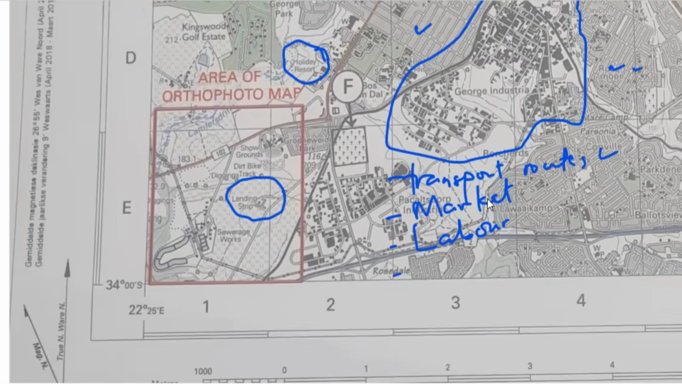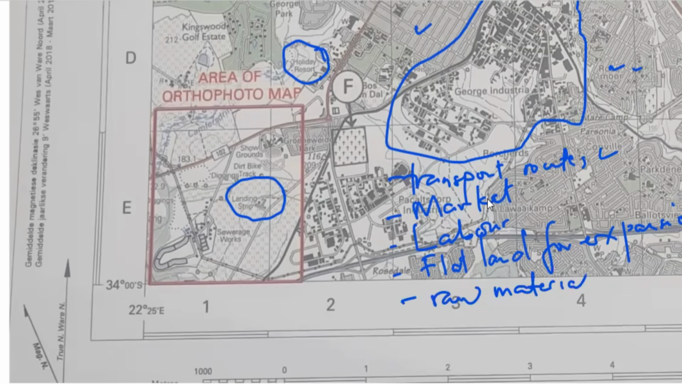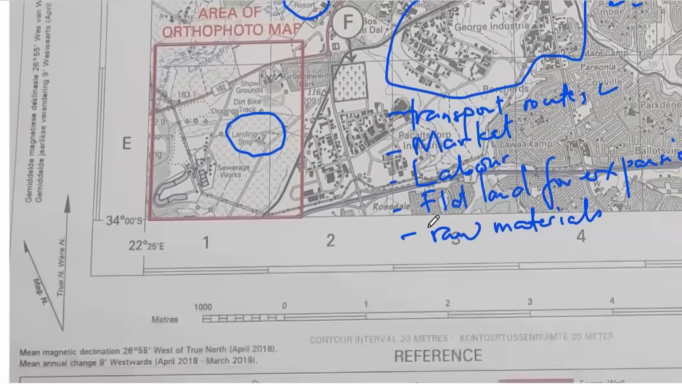And also we can look at the area, which is basically flatland. There's flatland for expansion. It's also another factor that can promote industrial development in that area. The area is good flatland where there can be potential for expansion. Then maybe we can also talk of raw materials. That can be another favoring factor promoting the industries in that particular area. Right, we move on to the next question.